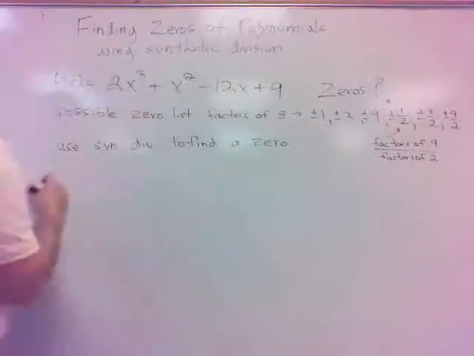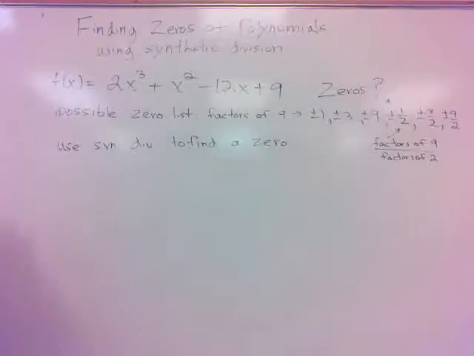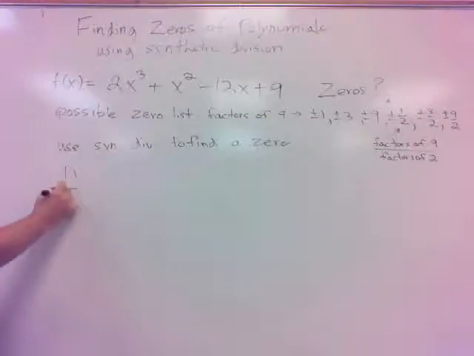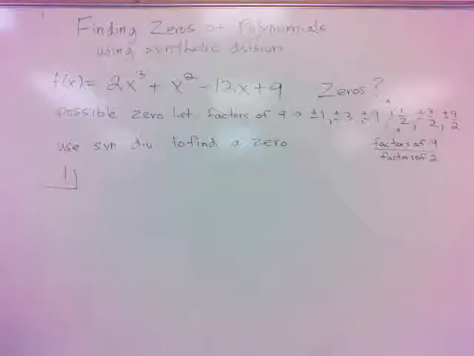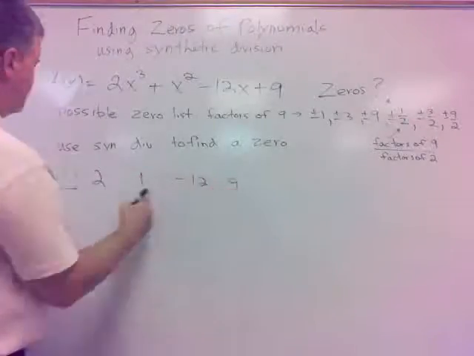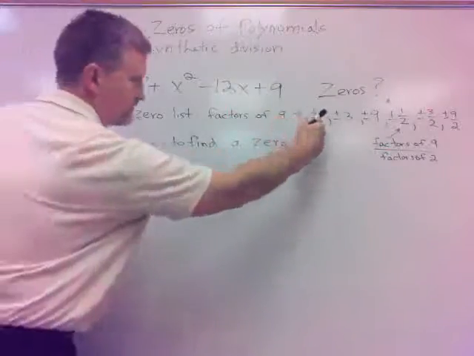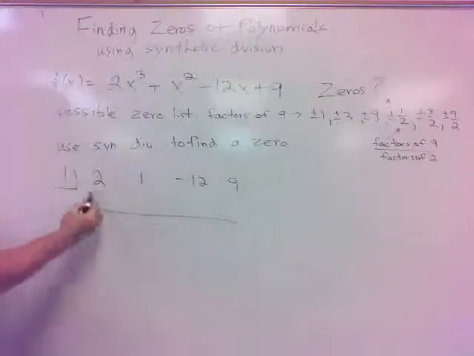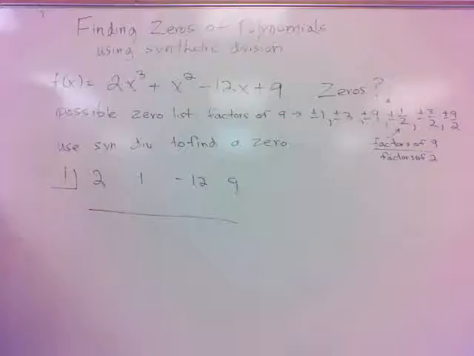Let's start with 1. The first one on the list there. Start with 1. All right, so 2, 1, negative 12, and 9. I just started with the first one on the list, positive 1, and see what that gets me, and use my synthetic division. And these, where did I get these? 2, 1, negative 12, and 9. Where'd those come from? Those are my coefficients of my polynomial there, and the constant.